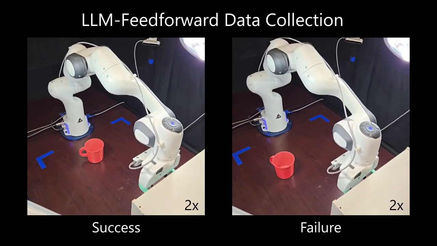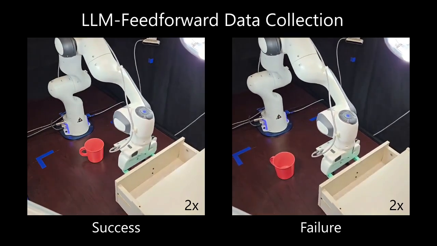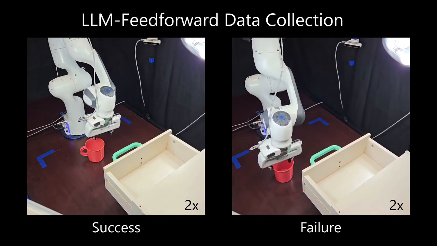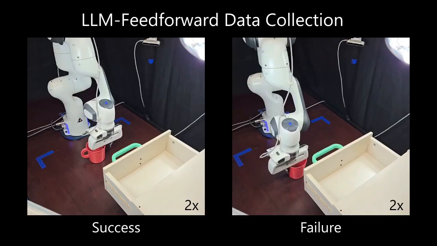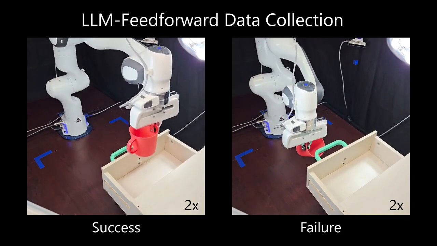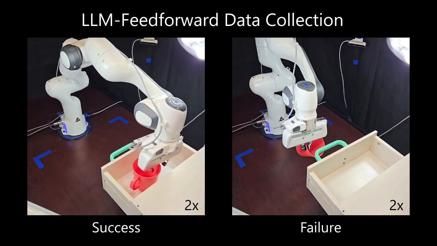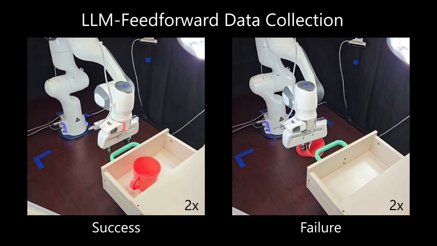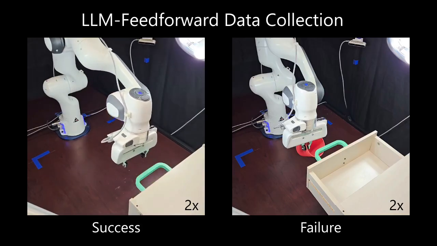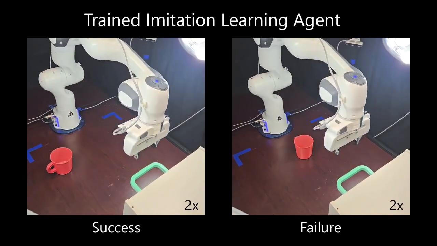For the hardware task, the robot had to open a drawer, pick up a mug, place it in the drawer, and then close the drawer. Here we can see the LLM feedforward policy used for data generation, with the LLM modifying the recorded trajectory to adapt to the new location of the mug. On the right, we can see an example of when the LLM policy fails, getting stuck on the bottom of the handle. We collected 100 demonstrations using this method and trained an imitation learning agent.